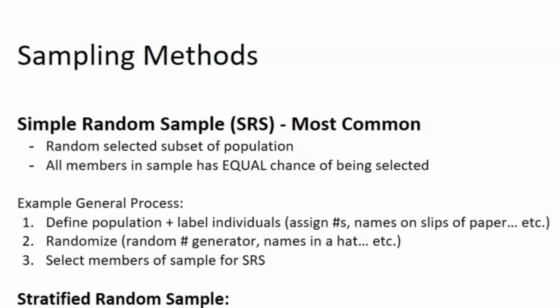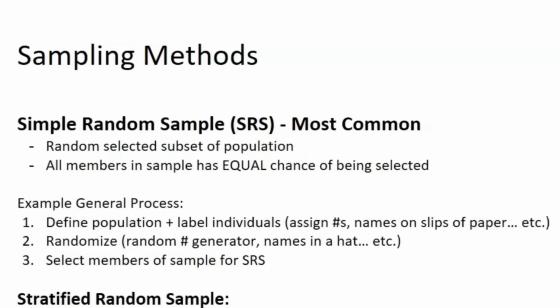Okay, so the first thing we're going to talk about are sampling methods. The most common one you're going to see is simple random sample, or SRS. It's a randomly selected subset of the population, and all members in the sample have an equal chance of being selected. And here's the general process you would typically use when doing a simple random sample.